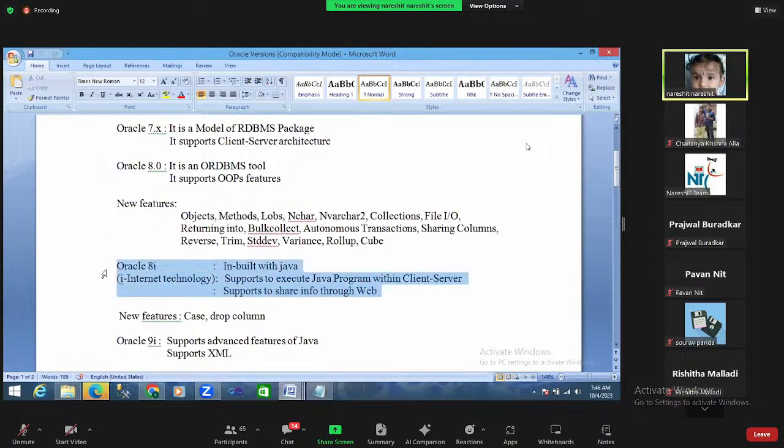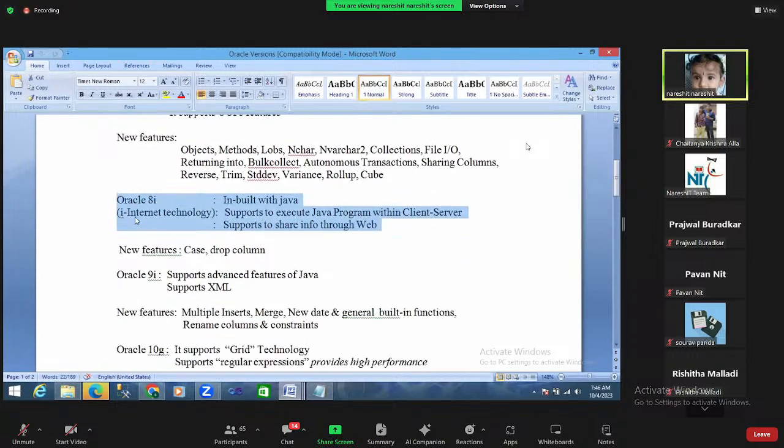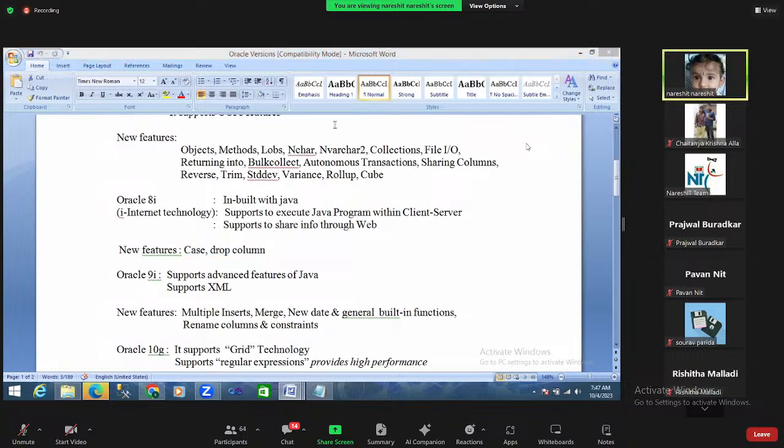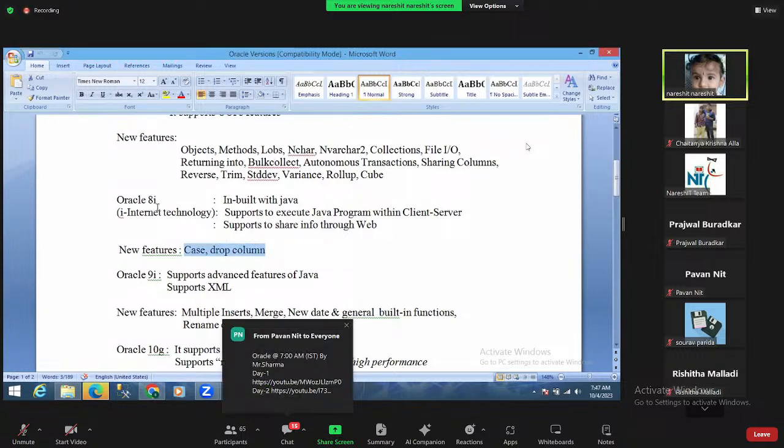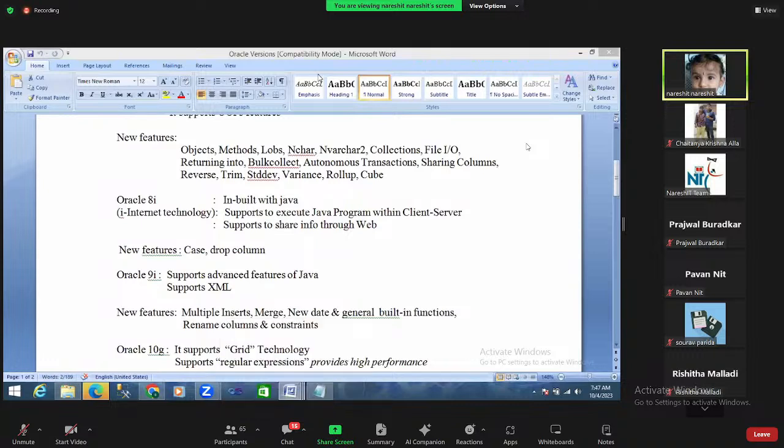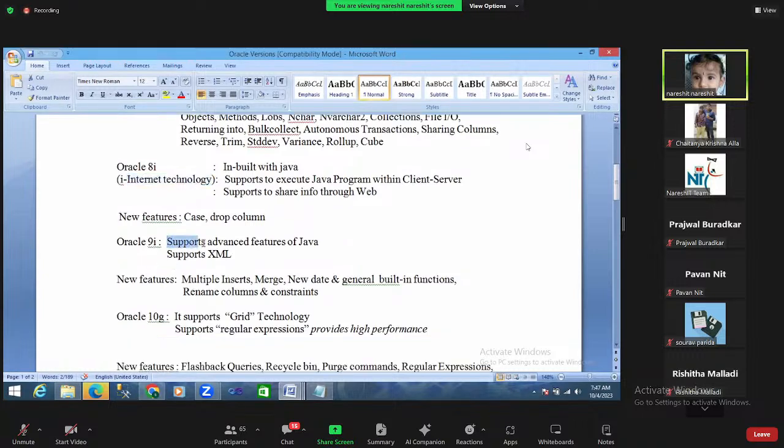Okay, next, in this Oracle 8i, the new features are case and dropping columns. Next one is Oracle 9i, guys. 8i means 8 is a version, i means internet technology. So 9i supports advanced features of Java, and XML language is also supported.